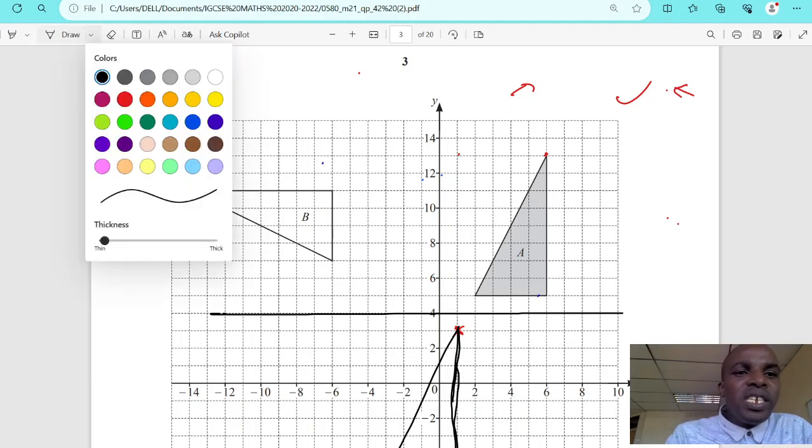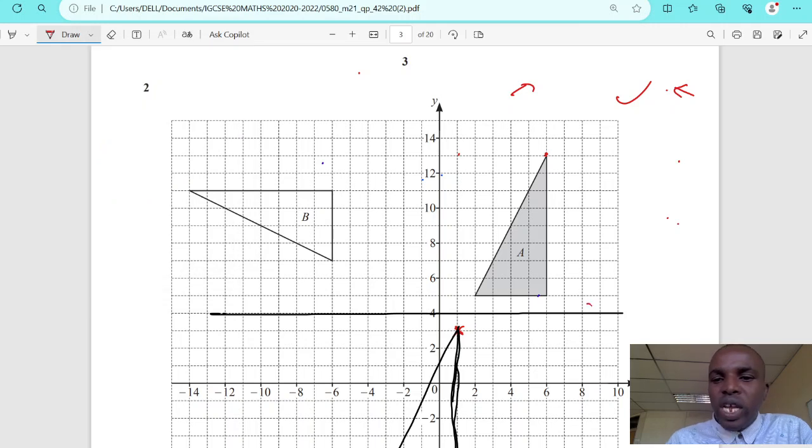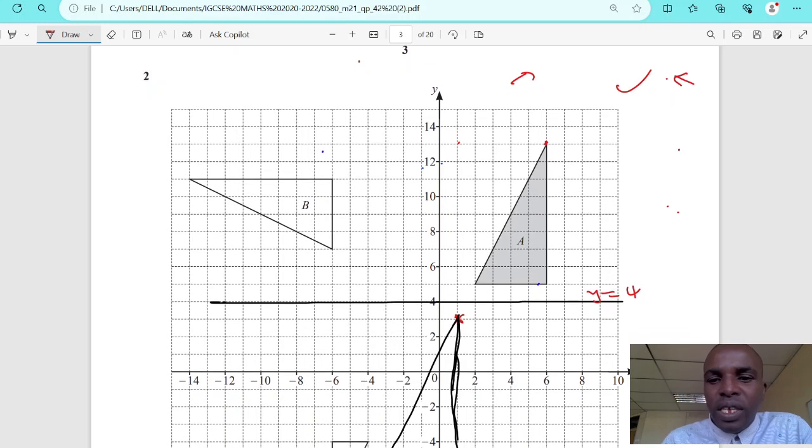Distance of the image from the line of reflection, which is y equals 4, is the same as distance of the original point from the same line of reflection. So you count 1, 1. That's where the image is. Then 1, 1. That's where the image of this point is. Then this point to the line. So you count from the point to the line, then from the line to the image, same number of boxes. So it's 1, 2, 3, 4, 5, 6, 7, 8, 9. Then you count also 9 going downwards. 1, 2, 3, 4, 5, 6, 7, 8, 9. So it means the image of that point is here.